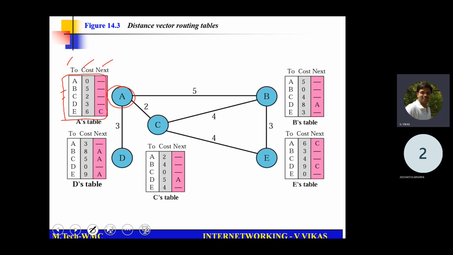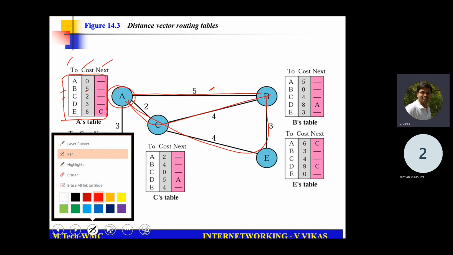So when we consider A to B, what is the cost we have? 5. That is what we have. Is there any other path? I can also go in this direction, A, C, B, but the cost is 6. I can also go like this, and the cost will be 9. So I have costs of 5, 6, and 9. Out of all these, 5 is the one giving us the least cost, so we are going with that option.